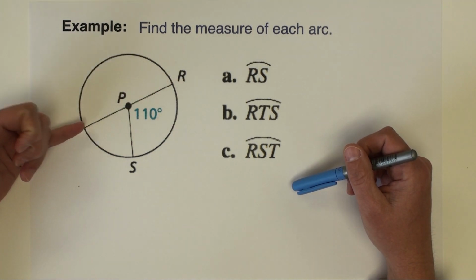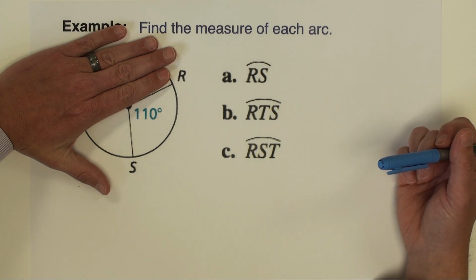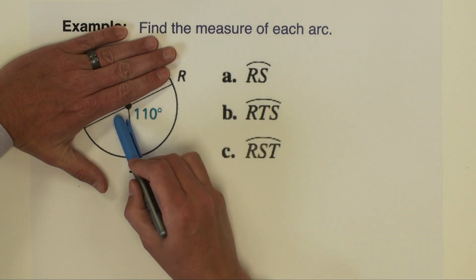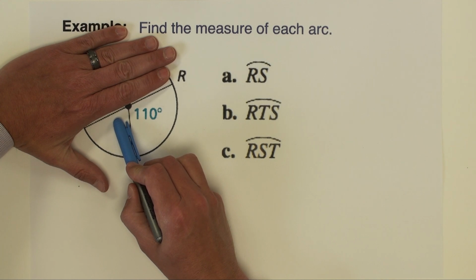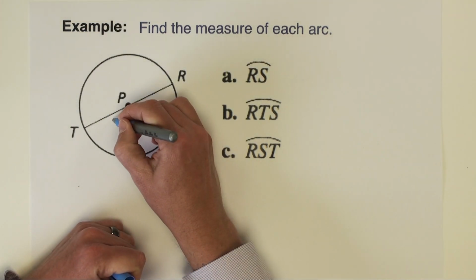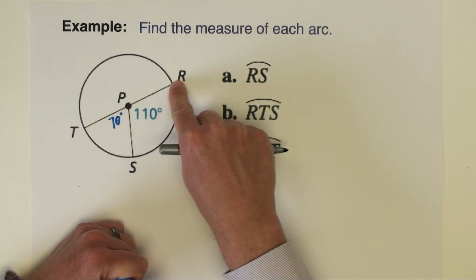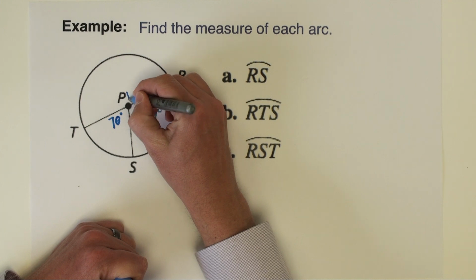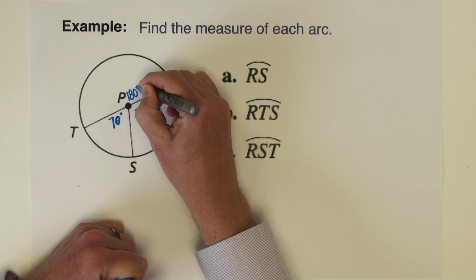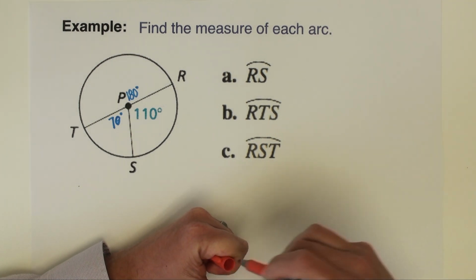So RT is a diameter, which means this has to be 180 degrees together. So that means this angle here needs to be 70 degrees, so that 70 plus 110 makes my 180. And then of course the other angle is the other half of the circle. It is going to be 180 degrees. All right, now let's find the measure of all these arcs.